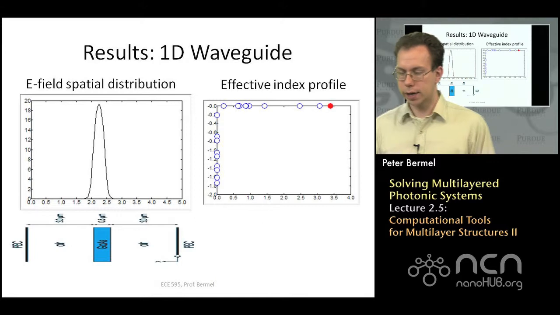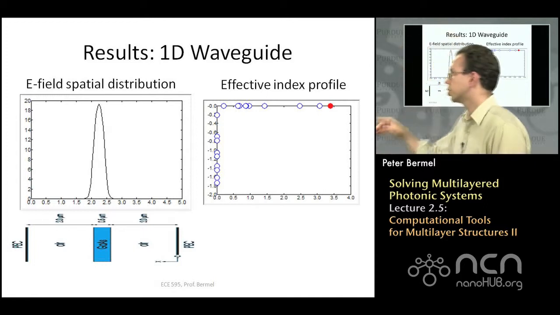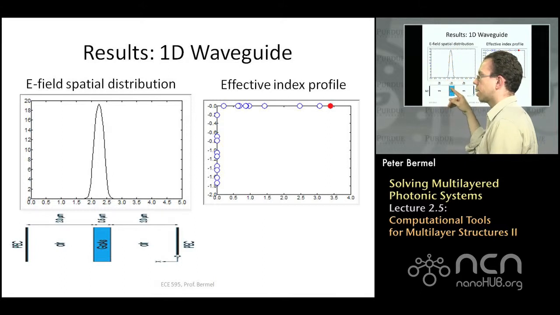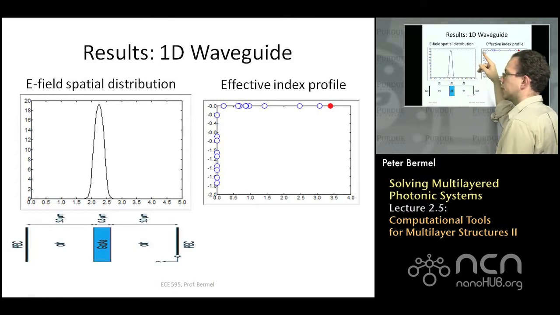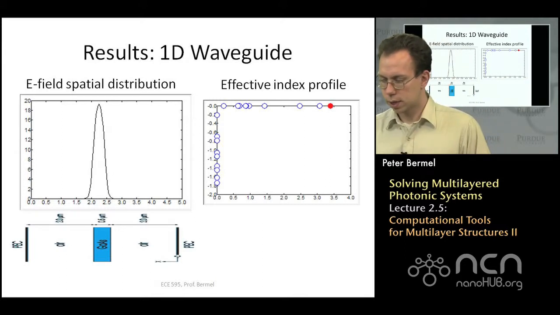So here's what you get. Not surprisingly, you're going to get an index guided mode in gallium arsenide. And then this is showing how the spatial position of the E field matches up with that original stack design that we showed earlier. And you see that it's heavily localized to the gallium arsenide layer with just exponential tails just outside. And then you can also plot these eigenmodes that you're getting. And you can see that these are almost exclusively waveguided modes in the system as opposed to radiation modes.